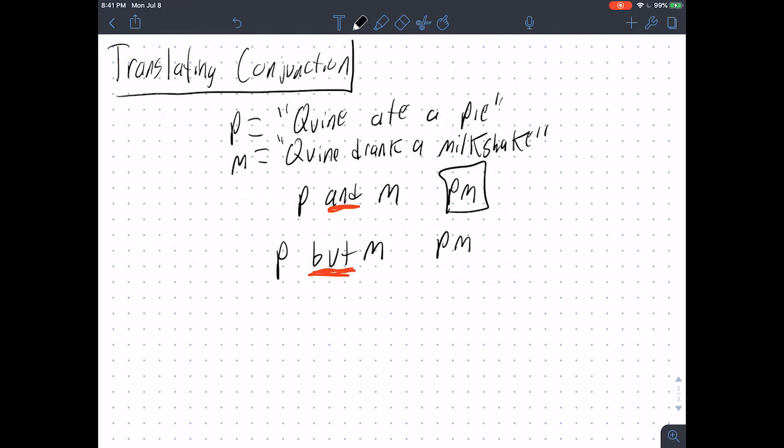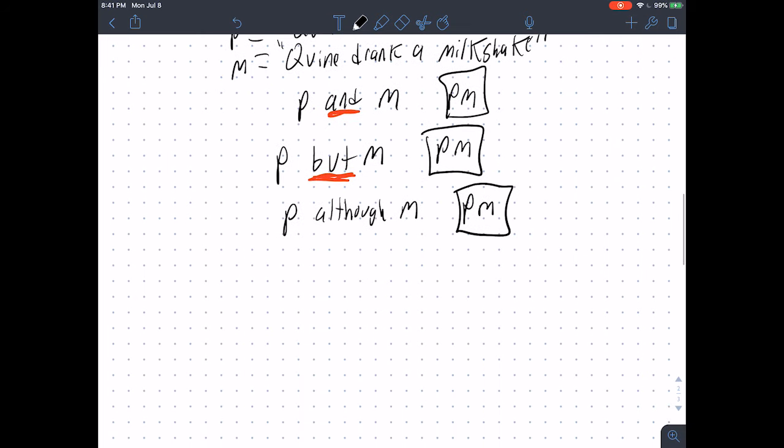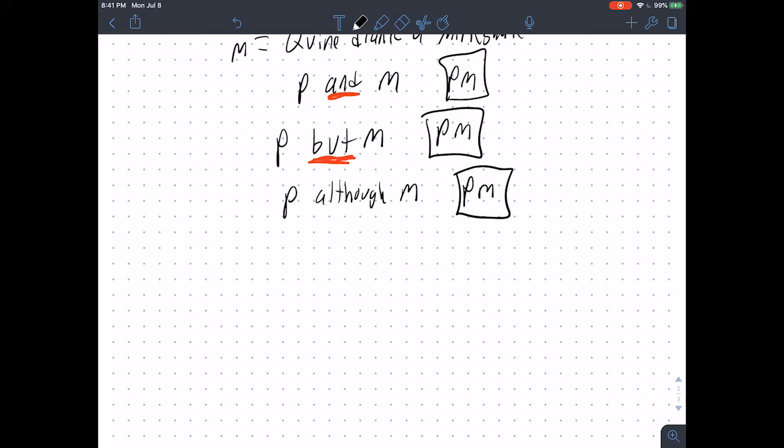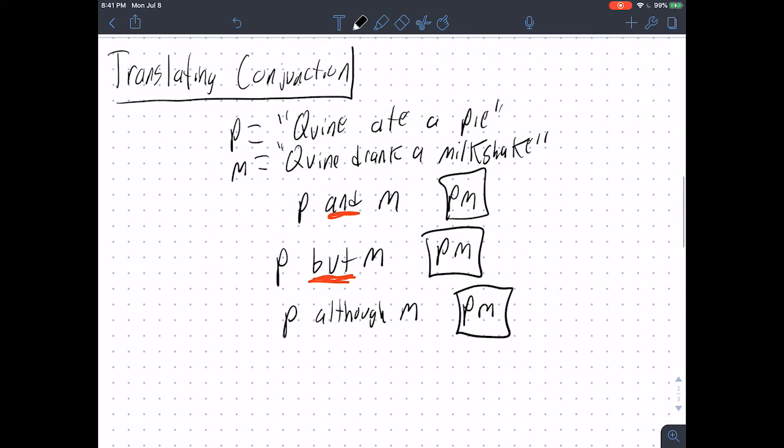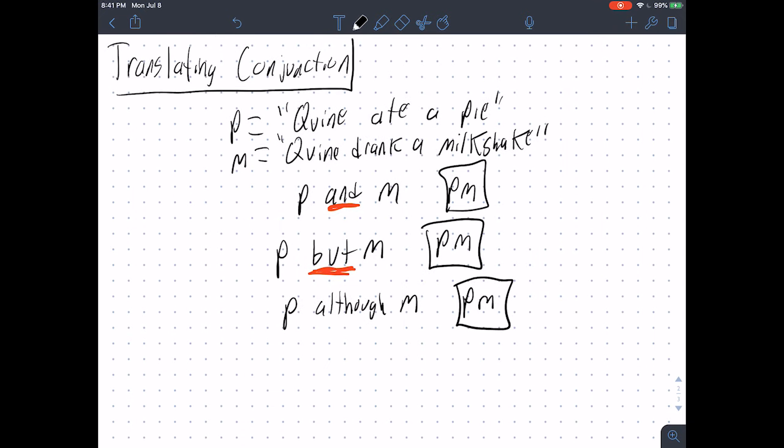Right, and then the third common way that we represent a conjunction in ordinary English is with the word "although." So if we had Quine ate a pie, although he drank a milkshake, that also goes over to PM. And so anytime you see a sentence with any of these three words in it, you have a pretty strong clue that there's a conjunction inside of that sentence. Okay, so let's move on to the ways in which we represent the conditional in ordinary English.